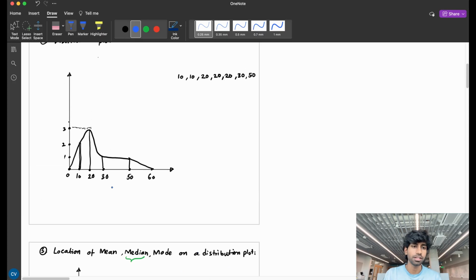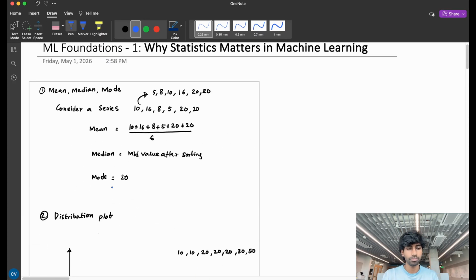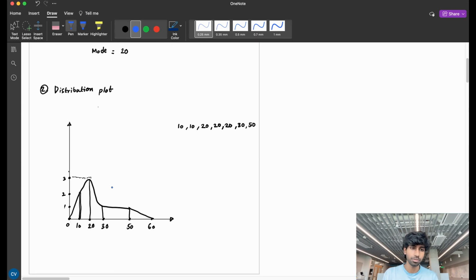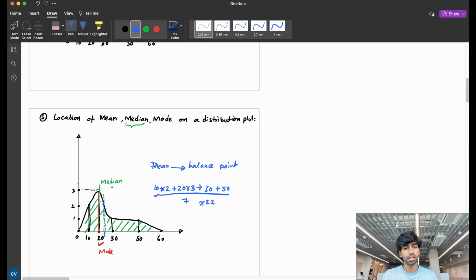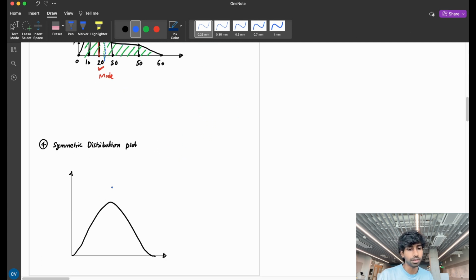So now we have understood what mean, median, and mode are, how a distribution plot actually works, and how we can locate mean, median, and mode on a distribution plot.